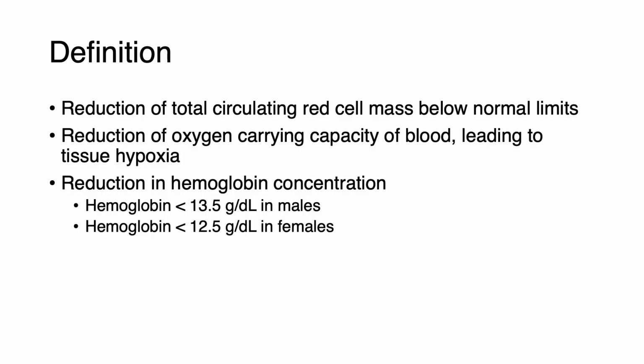So anemia is when you don't have enough red blood cells to carry oxygen to your tissues, resulting in hypoxia. And we define anemia based on hemoglobin levels. You can also use hematocrit, but a hemoglobin less than 13.5 is anemia in males, and a hemoglobin less than 12.5 is anemia in females. Those reference ranges might change a little bit depending on what lab you're using, but those are pretty good numbers to know.